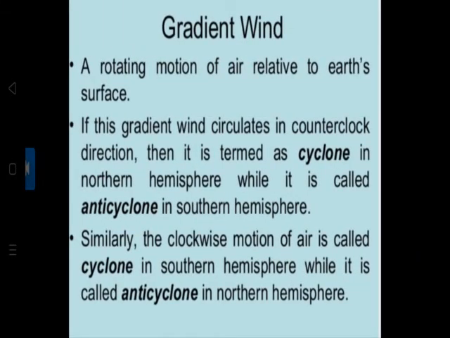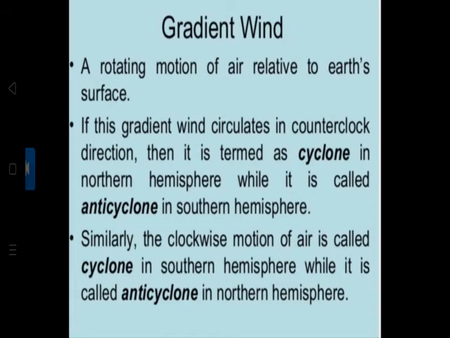Now these are the winds we are going to talk about, the Earth's wind system. A rotating motion of air relative to Earth's surface. If this gradient wind circulates in counterclockwise direction, then it is termed as cyclone in the northern hemisphere, which is called anticyclone in the southern hemisphere. So I hope, students, you all understand the difference between anticyclone and cyclone. It is one and the same thing, but it is termed differently.